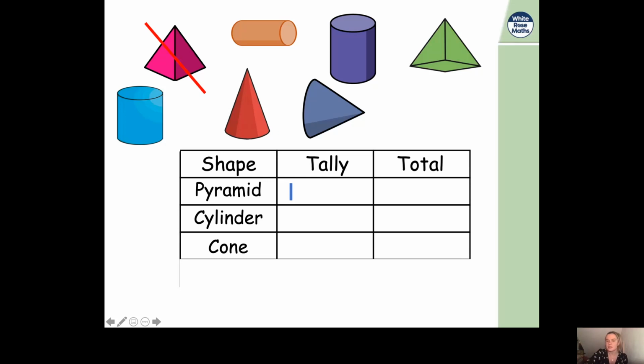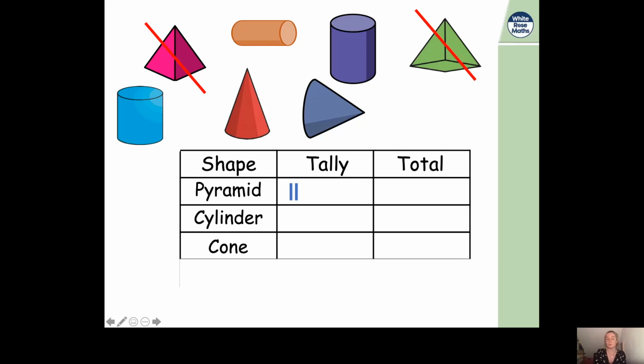Ah, yes, I can see the green one. Can you see it too? That's another pyramid, isn't it? Because it has a point at the top, some flat faces on the sides, which are triangles, and a square flat face at the bottom. So again, I can add that to my tally chart.